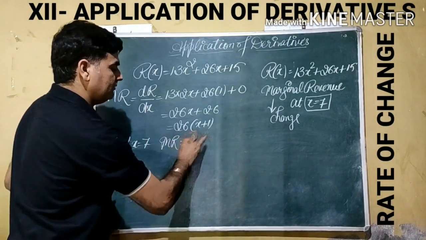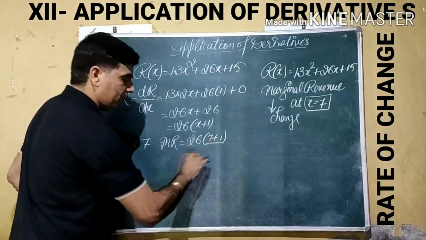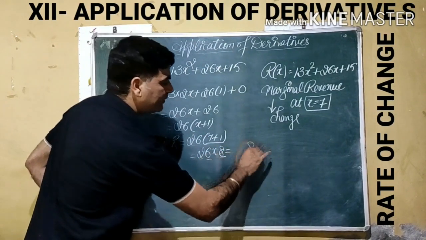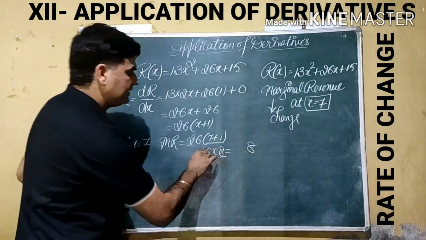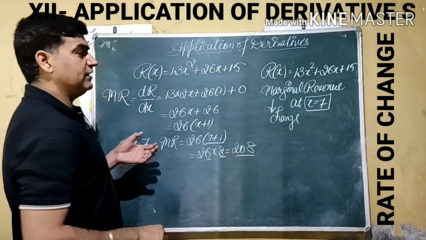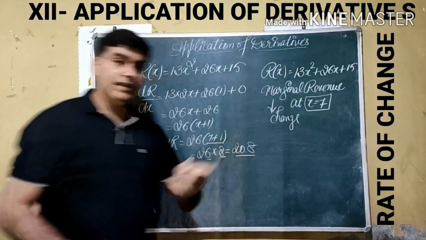MR is given by 26 multiplied by 7 plus 1. By BODMAS rule, solve the bracket first, it becomes 8. So overall, 8 sixes are 48, 4 carry, 8 twos are 16 and 4 is 20. This is the marginal revenue. As we are discussing, revenue means selling price, so this quantity is in rupees also.